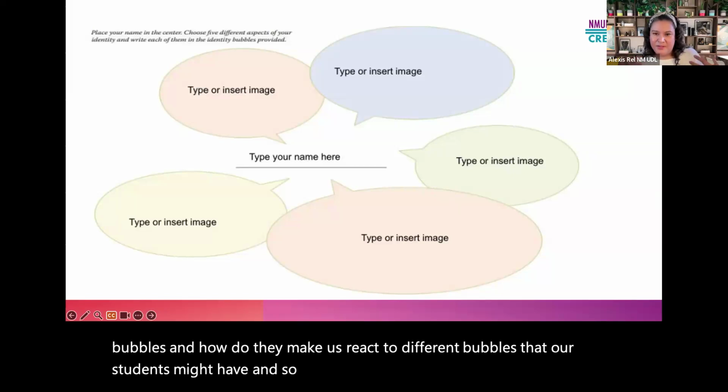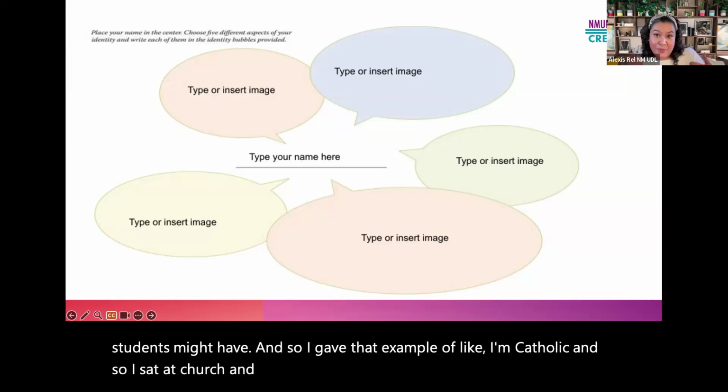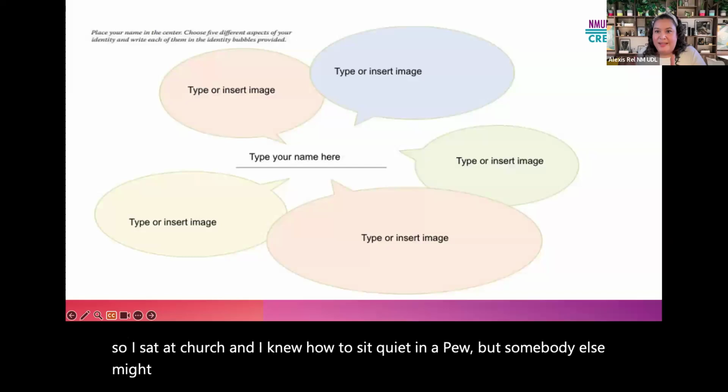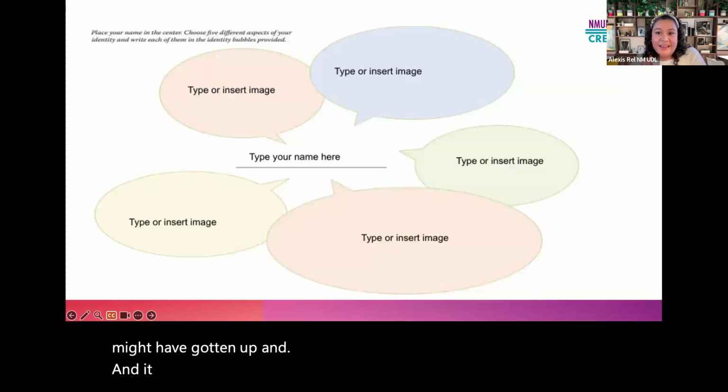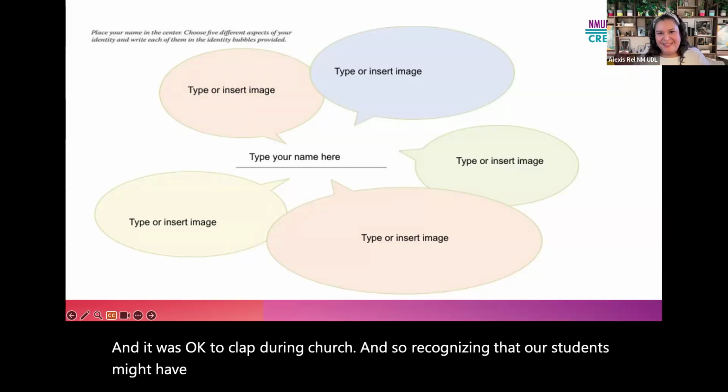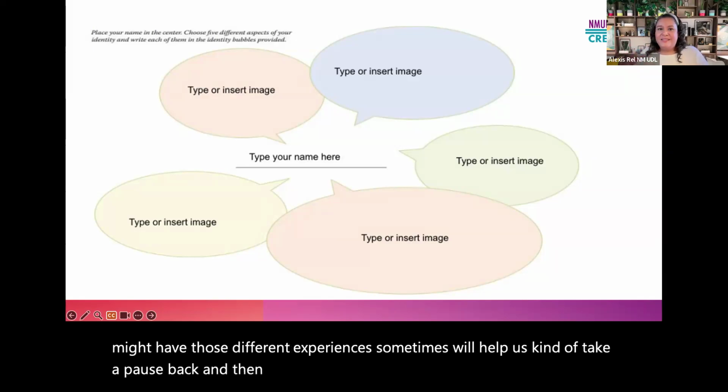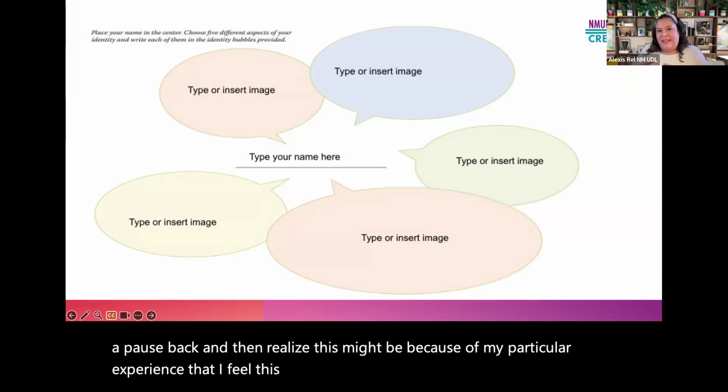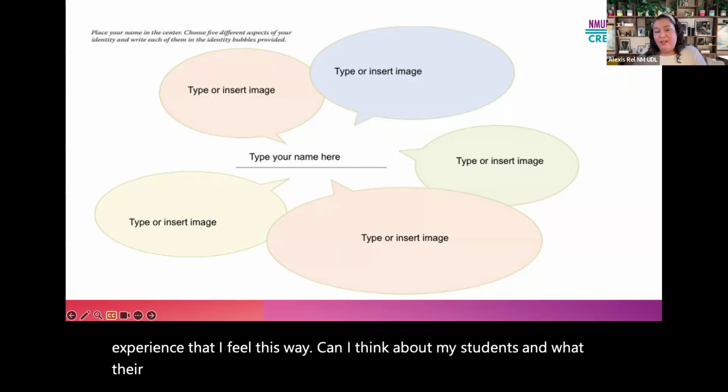And so I gave that example of, I'm Catholic, and so I sat at church and I knew how to sit quiet in a pew, but somebody else might have gotten up and sang, and it was okay to clap during church. Recognizing that our students might have those different experiences will sometimes help us take a pause and realize, this might be because of my particular experience that I feel this way. Can I think about my students and what their experiences might be and help connect that?